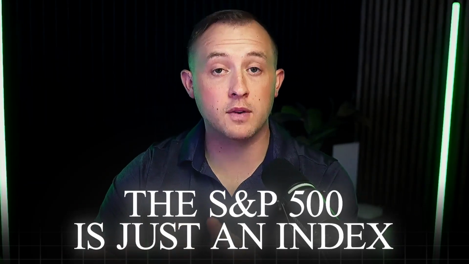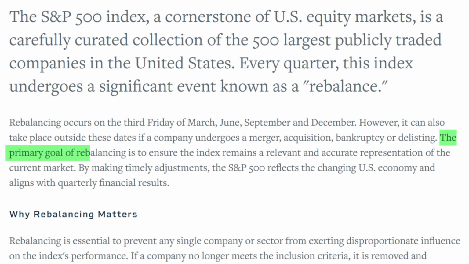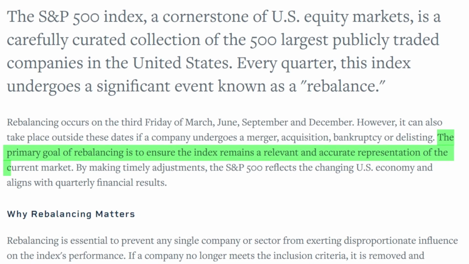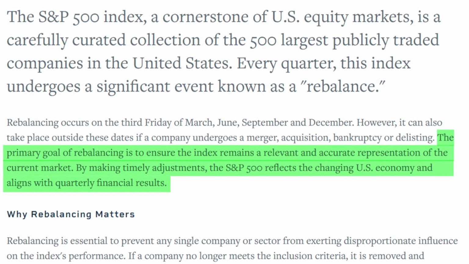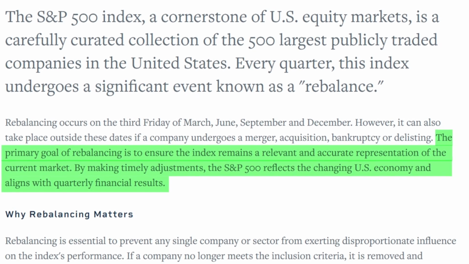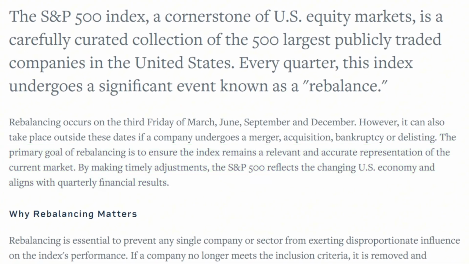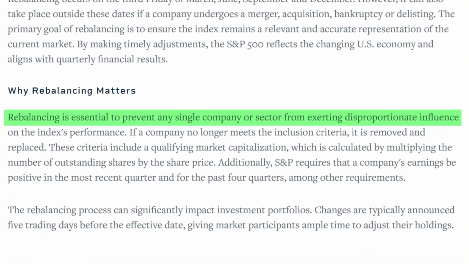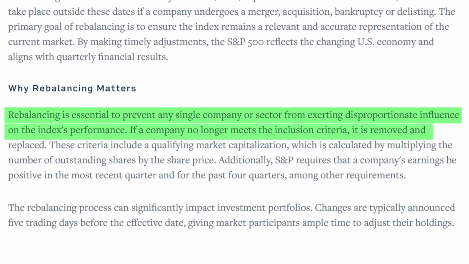One of the benefits of investing in this index is that it undergoes a quarterly rebalancing. So I'll quote an excerpt from the CME Group to better help you understand what this process is and why it happens. The primary goal of rebalancing is to ensure the index remains a relevant and accurate representation of the current market. By making timely adjustments, the S&P 500 reflects the changing US economy and aligns with quarterly financial results. Rebalancing is essential to prevent any single company or sector from exerting a disproportionate influence on the index's performance.